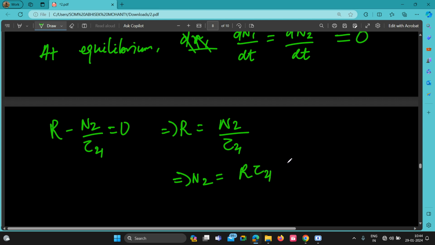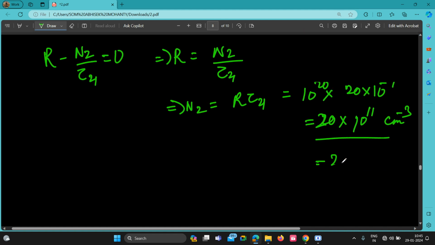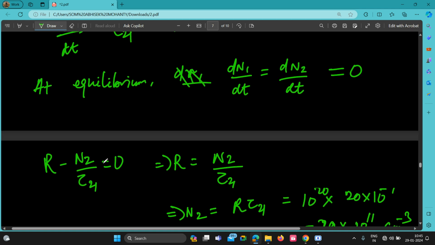Alright. So your R is given as 10 to the power 20. Tau 21 is given, that is 20 nanoseconds, that is 20 into 10 to the minus 9. So 20 into 10 to the power 11. The unit should be centimeter minus 3. That is 2 into 10 to the power 12 centimeter minus 3.